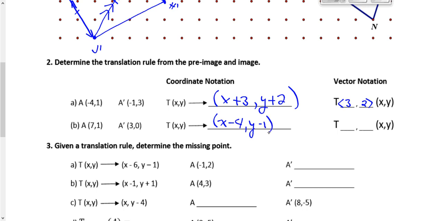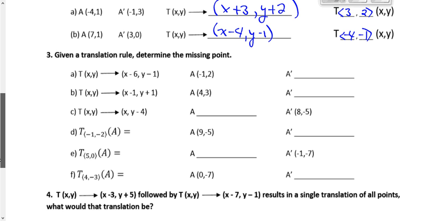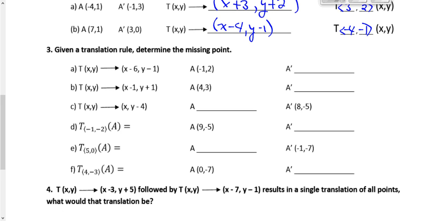And over here, pointy brackets, what? Negative 4, negative 1. Okay? Not too bad, is it? All right, so down here, they've given us the translation, the mapping notation, and the pre-image point. They want us to generate the other one, right?